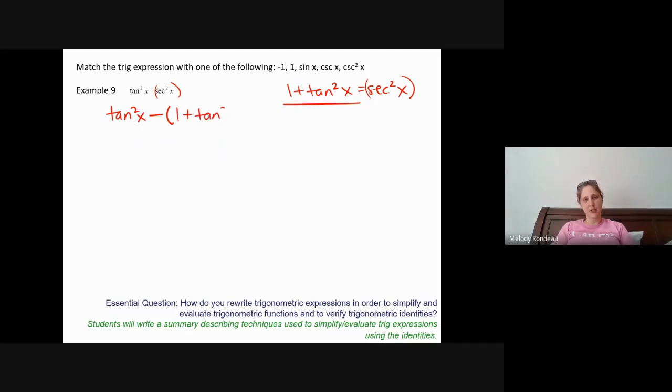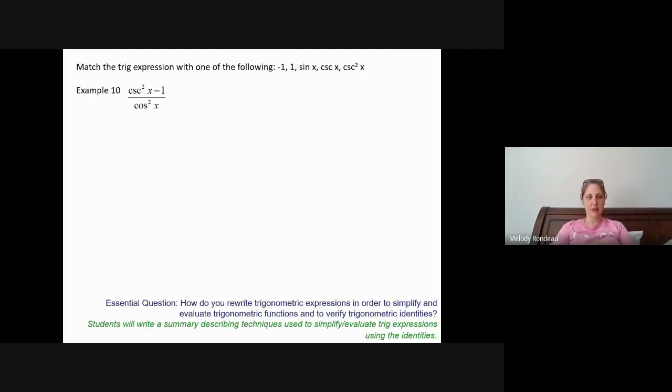So I have tangent squared x minus, and I'm replacing that secant with 1 plus tangent squared x. Then, because I'm subtracting the whole thing, this would be distributing that negative. I get -1 minus tangent squared x. Tangent squared x minus tangent squared x cancel out to 0, and I have -1. That's my answer.